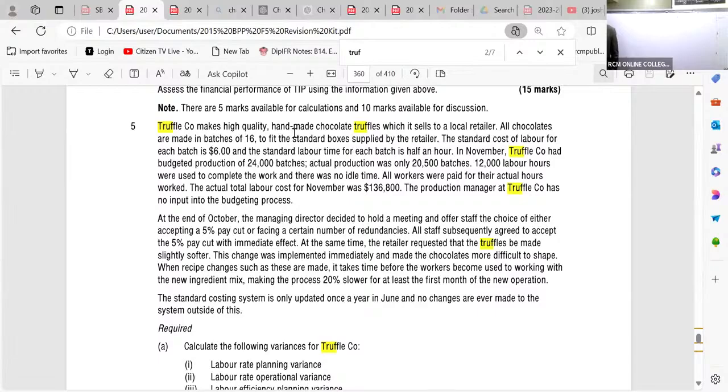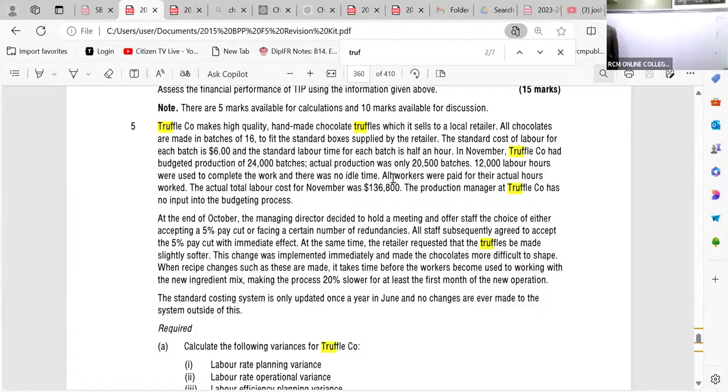Truffle company makes high quality handmade chocolate truffles, which it sells to a local retailer. All chocolates are made in batches of 16 to fit the standard boxes supplied by the retailer. The standard cost of labor for each batch is $6, and the standard labor time for each batch is half an hour. In November, Truffle Company had budgeted production of 24,000 batches.